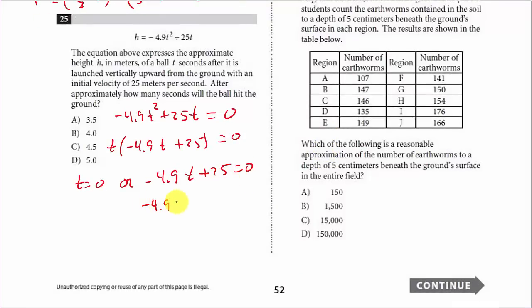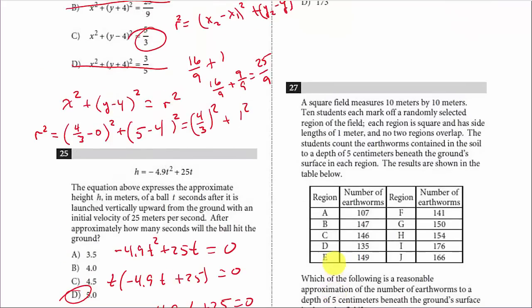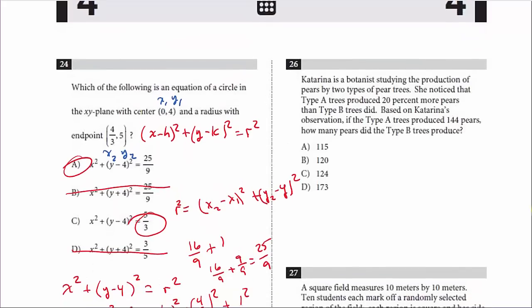Subtract 25 from both sides. Divide both sides by negative 4.9. And that gives us t is 5.1, and so that would be D. We know it's not 0. That's right before you throw it. All right, so let's look at 26.